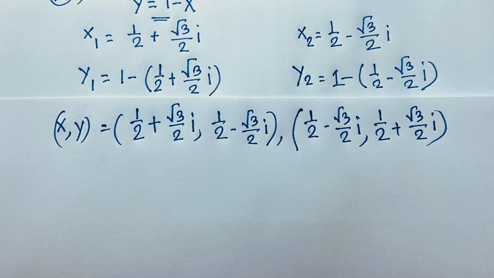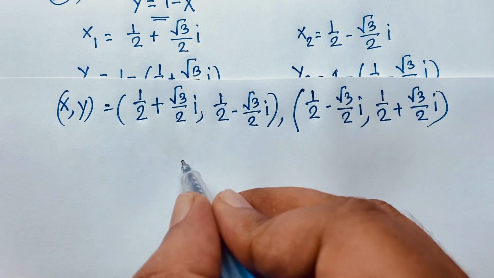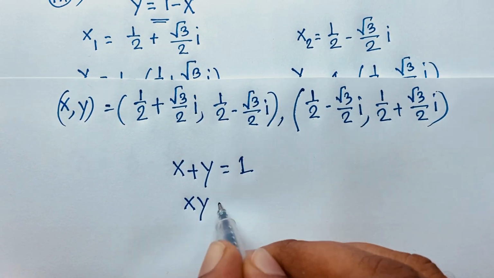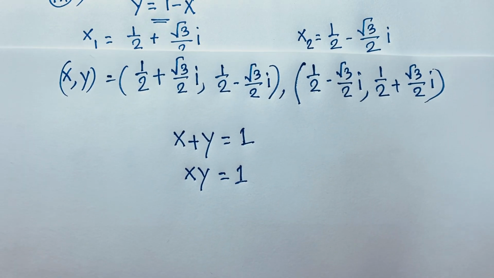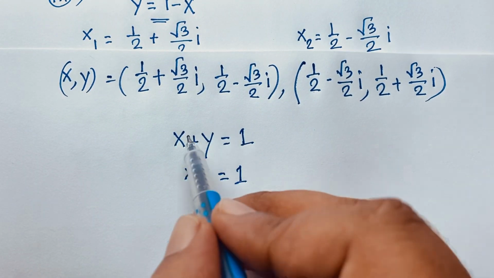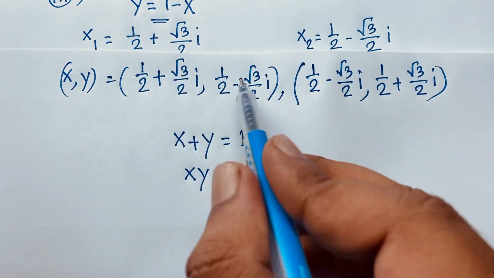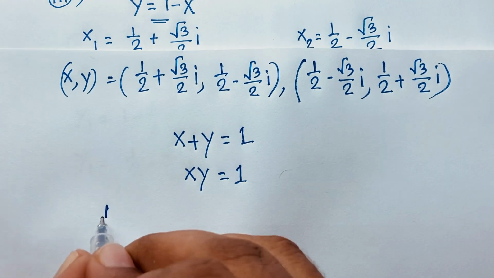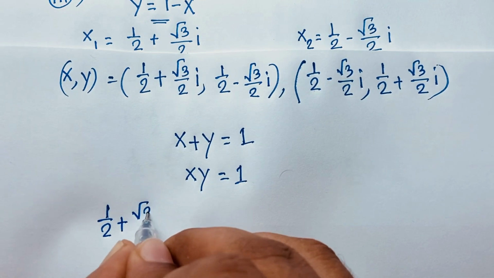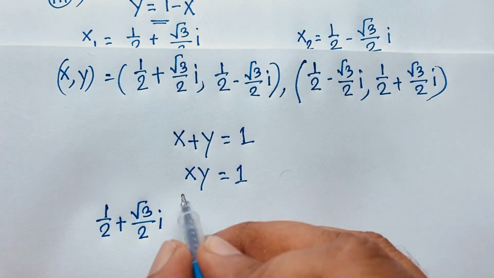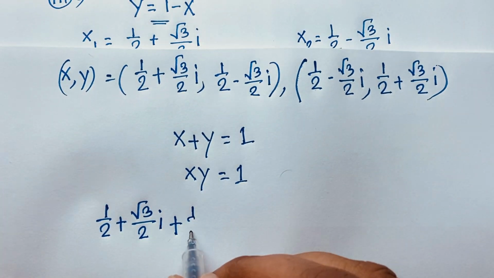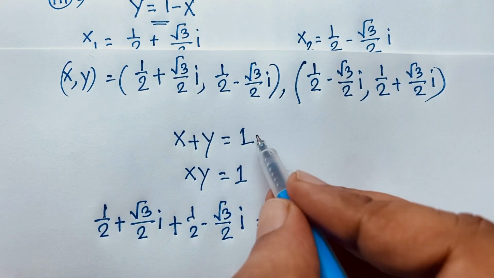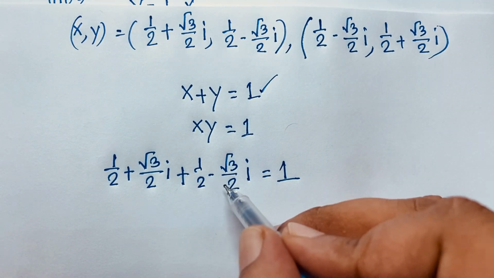Let's check our question. It will be x plus y is equal to 1 and xy is also 1. So first of all, if I take x plus y is equal to 1, remember that x is equal to this, y is equal to this, so I put these values in this equation. So here x plus y, I take this value, it will be 1 over 2 plus square root 3 over 2i, and plus y, it will be 1 over 2 minus square root 3 over 2i, is equal to 1. So these cancel out.